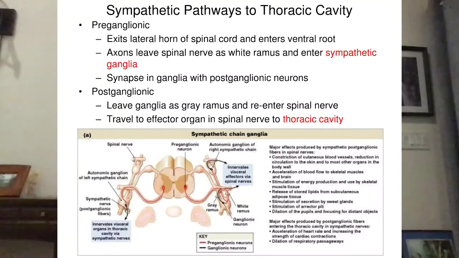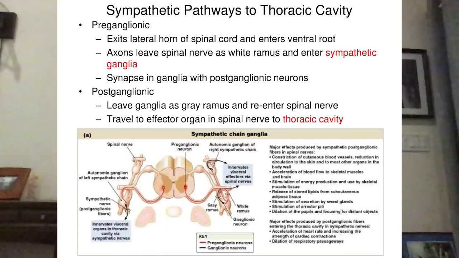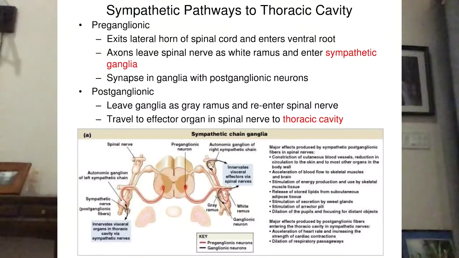And our preganglionic fiber, the cell body, always starts in the lateral horn. So if you go back and look at the function of our lateral horn, we said that's where the nerves begin in order to innervate our visceral organs. So all of our pathways will start in the lateral gray horn of the spinal cord. You can say lateral horn or you can say lateral gray horn. It doesn't matter.